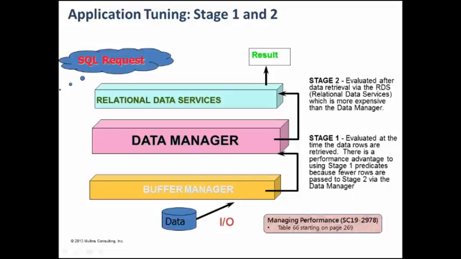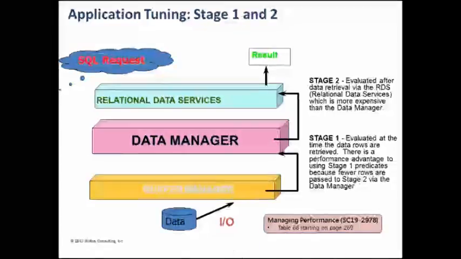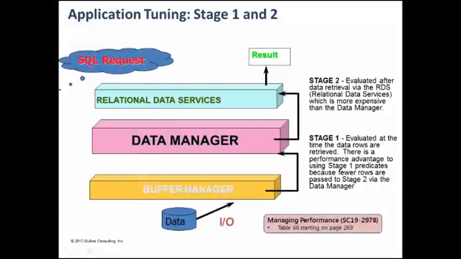Okay, how do we do that? Well, you have to understand where and what these predicates are. Every time you go to a new version of DB2, you should hunt down the Managing Performance Guide. Sometimes these manuals change name, but you want to find the Performance manual. For version 10, it's SC19-2978, and there's a table starting on page 269 that lists all the indexable and stage 1 predicates. Print this out, give it to all your developers. Tell them stage 1 is better than stage 2, indexable is better than non-indexable. It'll do a world of good for your performance.